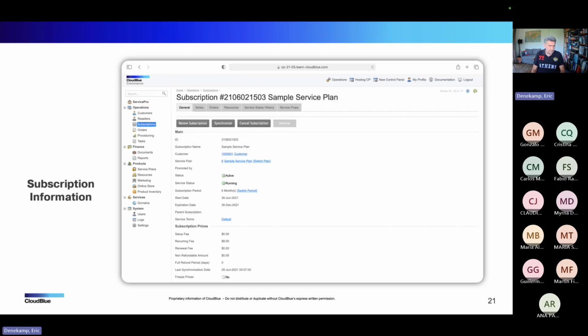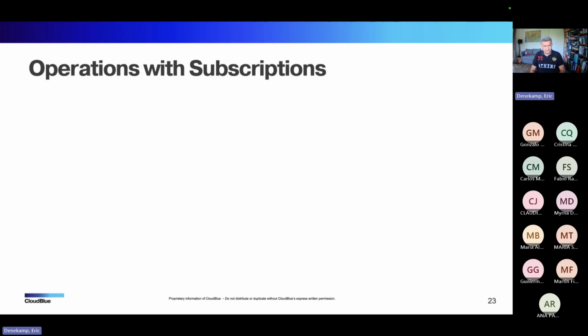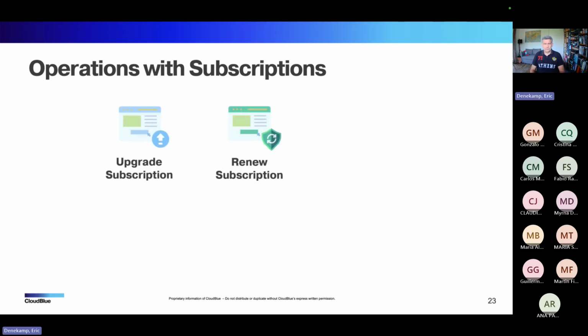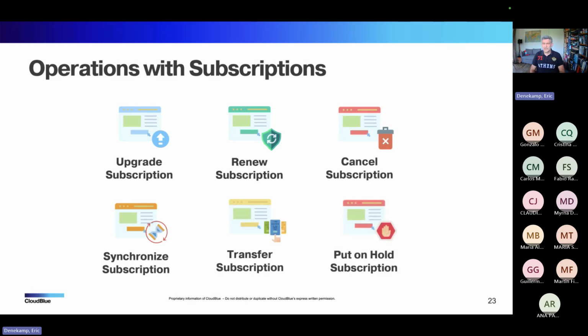If I click a subscription, we get to the details of that subscription. I think that is pretty clear. So what can you now do, and what does it result in when we look at documents after those actions? We can upgrade a subscription, we can renew a subscription, we can cancel, we can synchronize, we can transfer, and we can put subscriptions on hold.